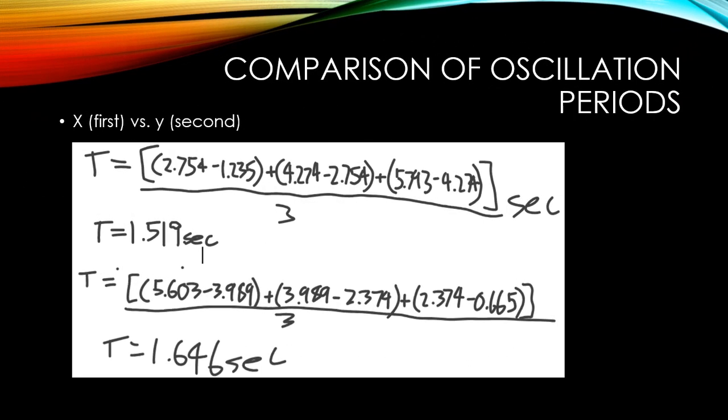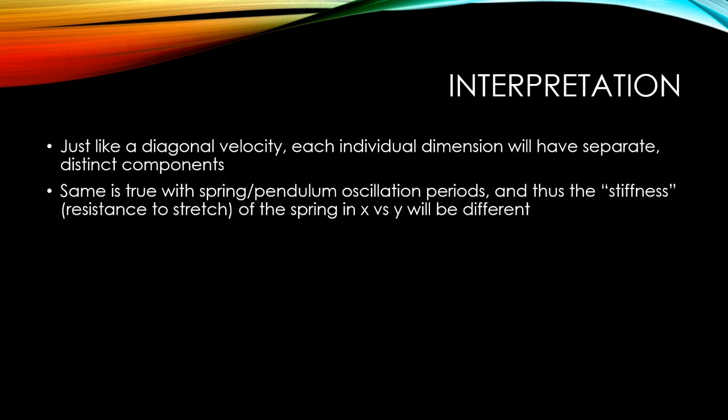In comparison of oscillation periods, I set the first equation is x. The second is the y. Or wait, no, it's the other way around. Oops. So first one is y, second one is x. As you can see, they're different. And the interpretation of this is just like a diagonal velocity. Each individual dimension will have separate, distinct components. The same is true with spring/pendulum oscillation periods, and thus the stiffness or resistance of stretch of the spring in x versus y will be different.